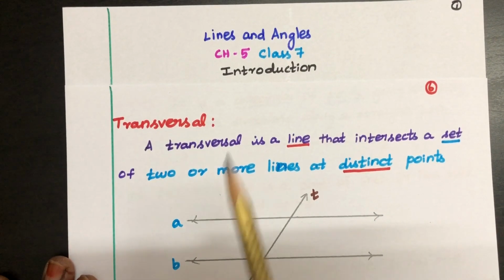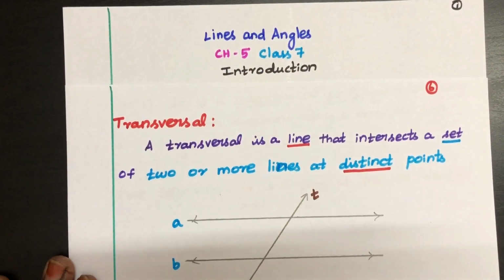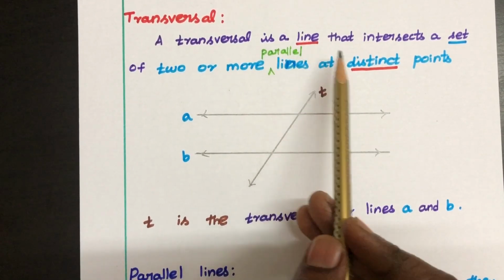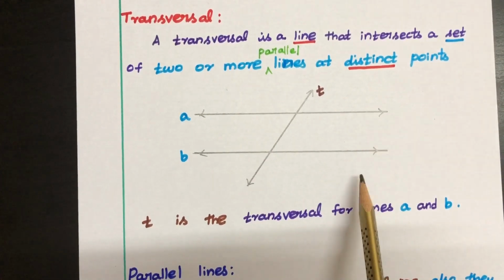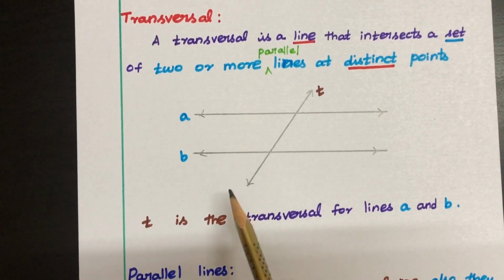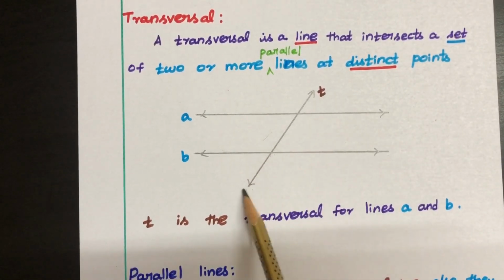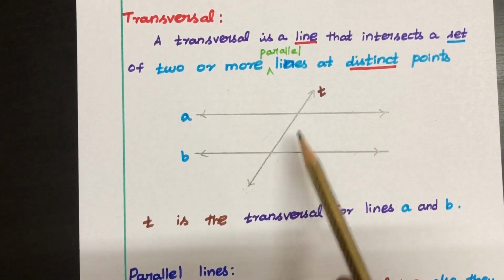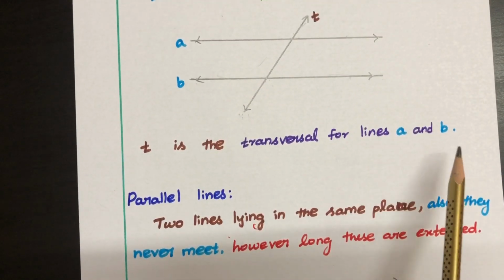Today we are going to learn chapter 5 of Lines and Angles for class 7, introduction part 2 video. Transversal. A transversal is a line that intersects a set of two or more parallel lines at distinct points. So this is called a transversal. This line T is the transversal. It intersects a set of two or more parallel lines at different points. That's all. T is the transversal for lines A and B.